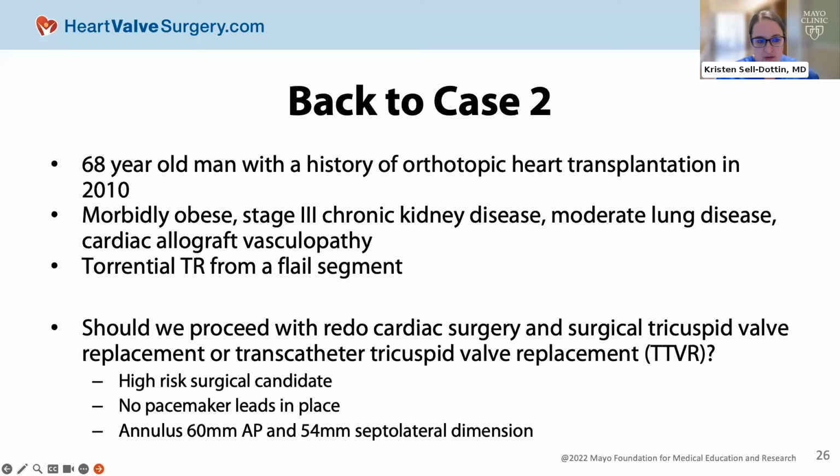Back to case 2. So we have our 68-year-old man, right? History of heart transplant and his traumatic torrential tricuspid regurgitation. I know I've kind of muddied the water with us talking about the different options that we have, but what do you think? Should we proceed with redo cardiac surgery and a surgical tricuspid valve replacement? Or do we try to offer him a transcatheter tricuspid valve replacement? You know, he is a high-risk surgical candidate. He does not have any pacemaker leads in place, but as we kind of showed you in that picture, his heart is huge. His annulus measures 60 millimeters in one direction and 54 in the other. And I know I just showed you that the Evoque valve, the newest, biggest size is 54. Next slide.